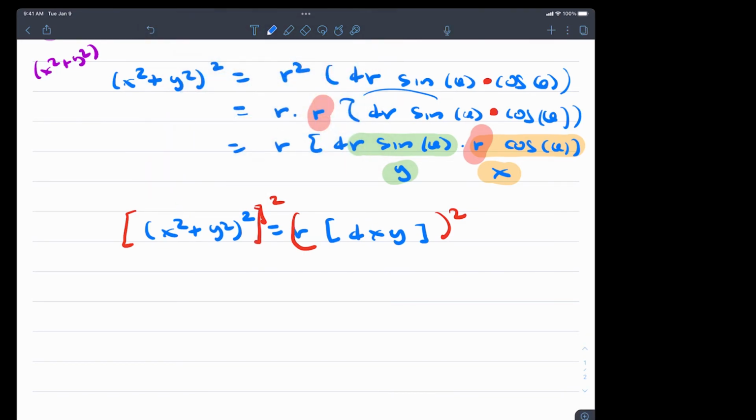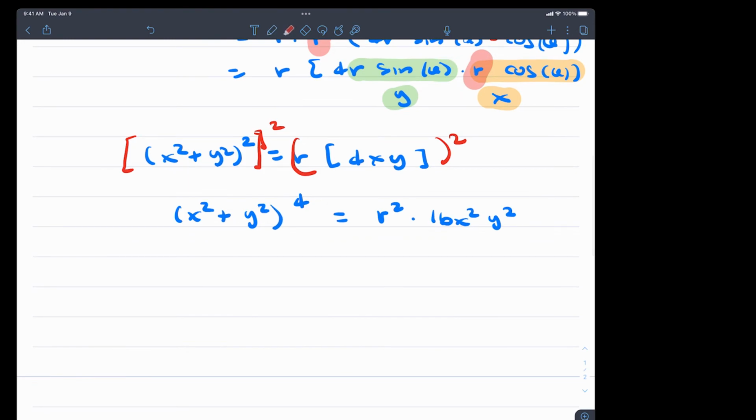Okay, when you square both sides, what do you think you get? You get x squared plus y squared to the fourth power is r squared. Now square the 4xy. You're now going to get 16x squared y squared. You can now replace this with x squared plus y squared. So now you have x squared plus y squared to the fourth power becomes 16x squared y squared times that x squared plus y squared.